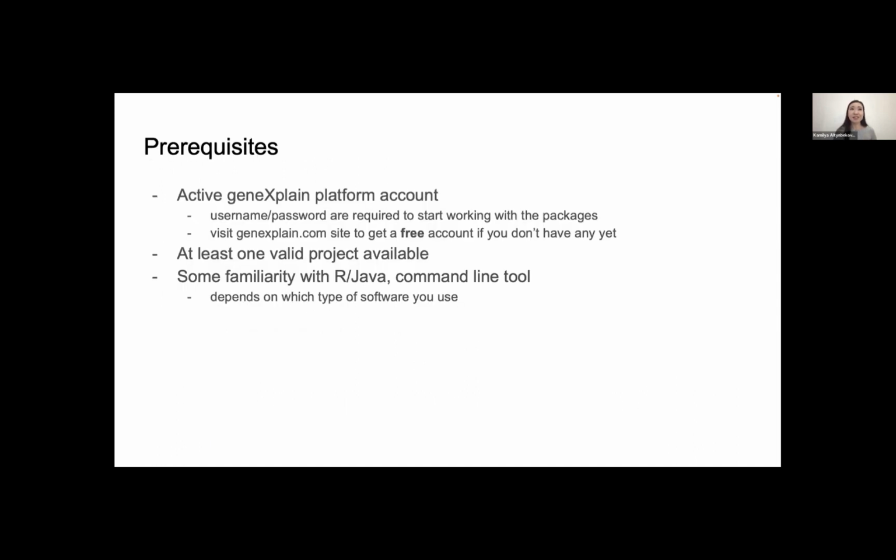A few disclaimers before we start. In order to use the API, as is often the case with other APIs, you will need to have an active geneXplain platform account. Before starting to work with the package, you will need to log in first, and that requires a username and password. If you don't have one, it's not a problem. You can get a free account, and with the free account you will also get projects created for you where you can start working. We will need a valid project where to write your data and from where to download it later.